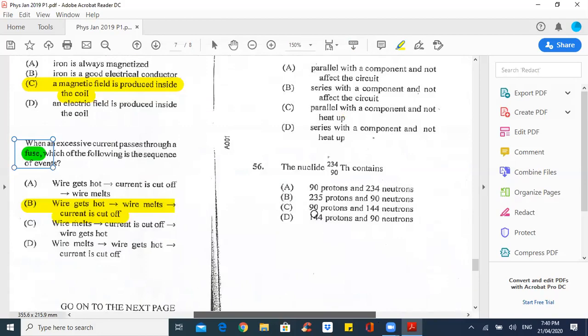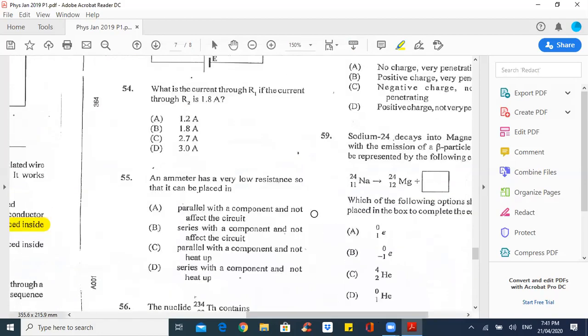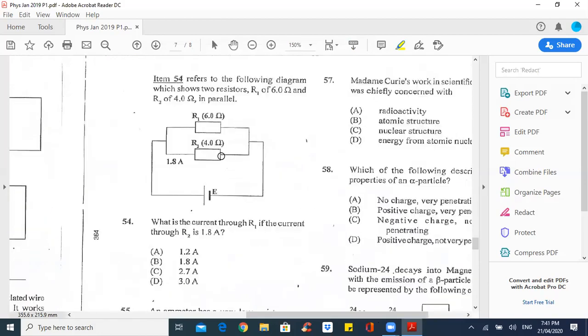All right, we're going on to number 54. It refers to the following diagram here. What is the current through resistor R1? So we want to find the current through here. So we find the current I is equal to V over R.